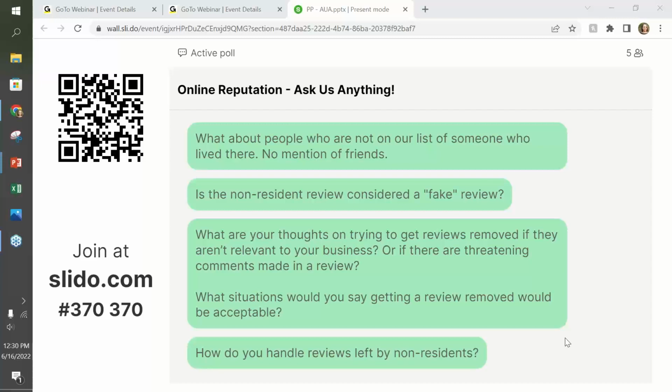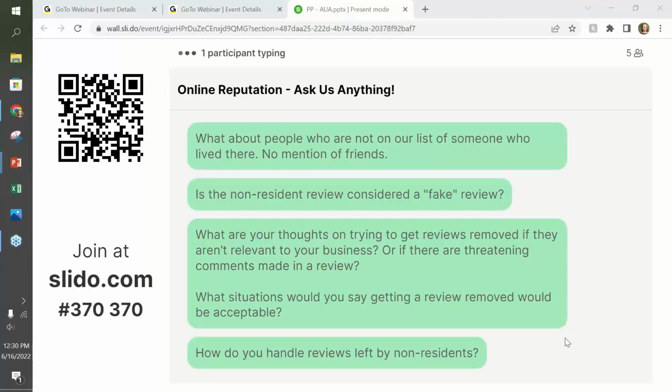I'm seeing the comments that are coming in. What about people who are not on our list of someone who lived there, with no mention of friends? Report the review. That's the best that you can do. There's not really a way for any abuse team to determine that this person didn't live at the community. It may not necessarily be deleted. So that's where your response is going to be helpful.